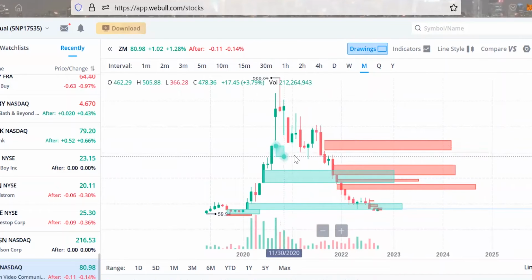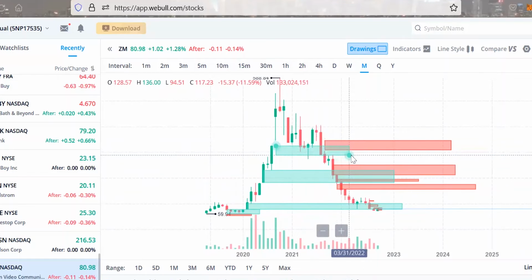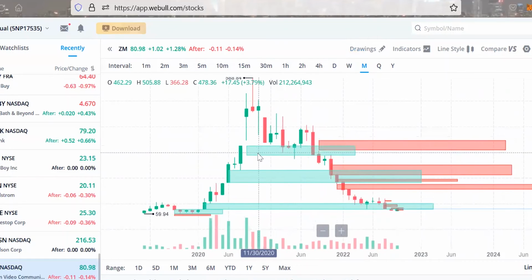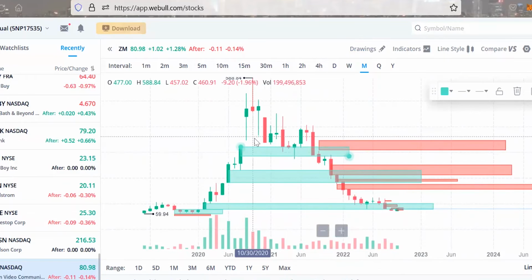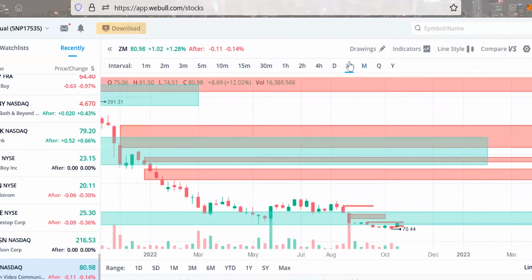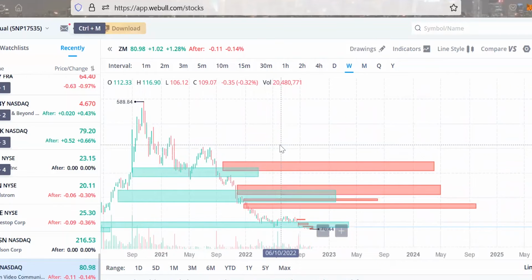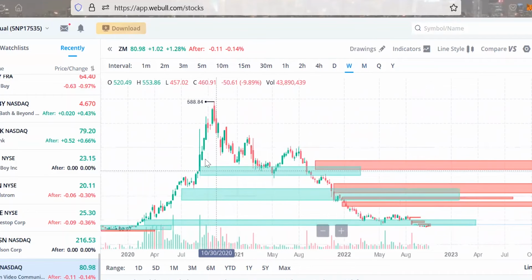We have here. These are all liquidity. And then on the lower time frame, you can see in between here, there are some positions that are left unmitigated, right? Just like here. See that?